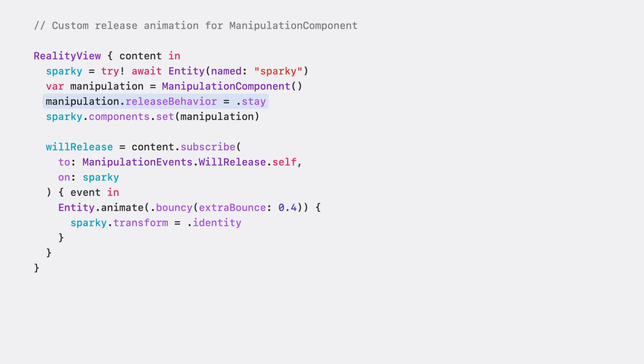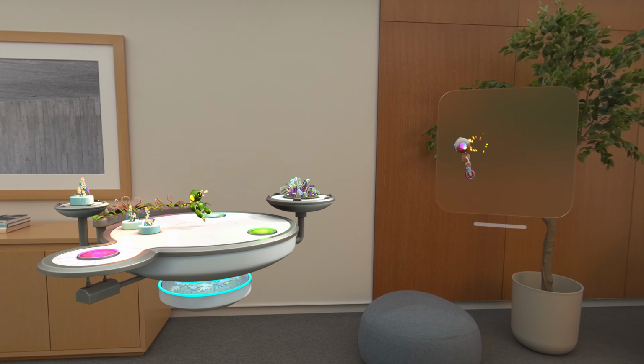I'm first going to disable the default release behavior for object manipulation by setting it to stay. Then, I will subscribe to the will release event for the manipulation interaction. And when the object is about to be released, I will snap Sparky back by setting its transform to identity, which resets the scale, translation, and rotation of the entity. Since I'm modifying Sparky's transform inside the animate block, Sparky will bounce back to its default position. Now, Sparky's animation back to its original position is much more fun.